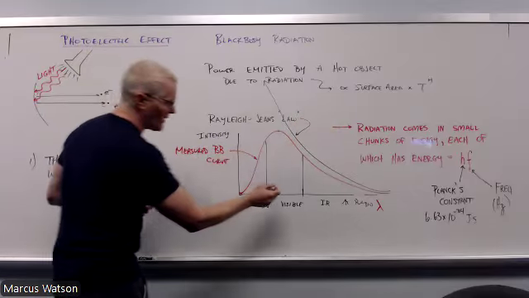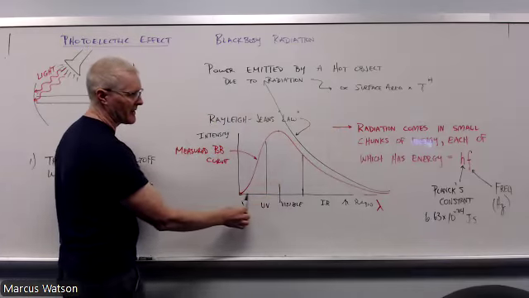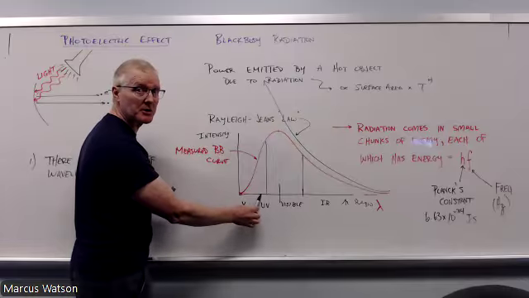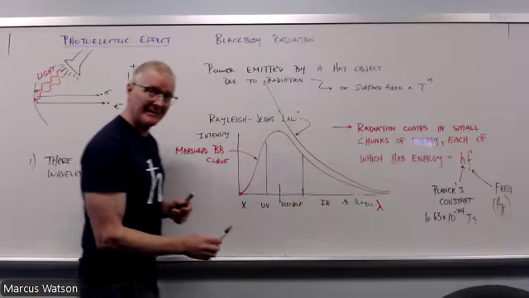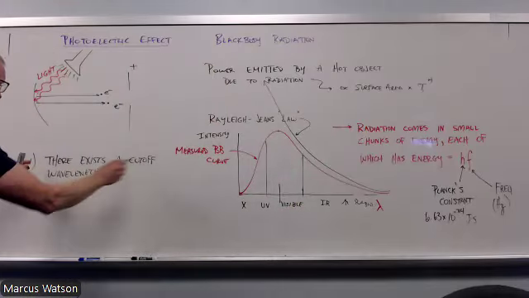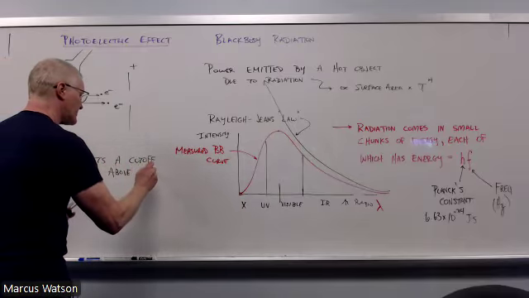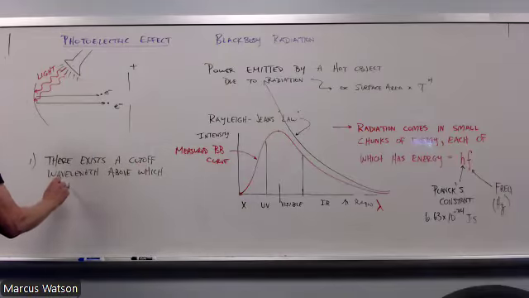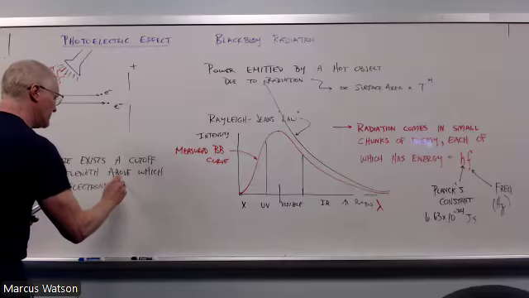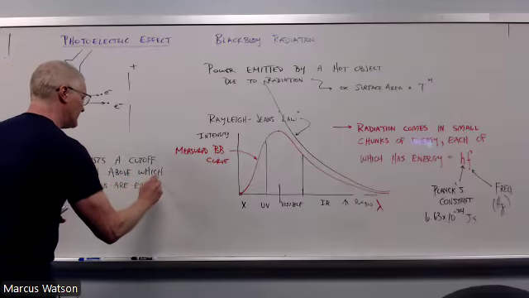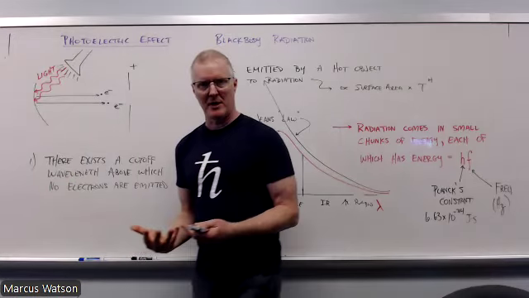Okay, so that's like saying, I've got a cutoff right here, and any light with a wavelength under this will eject electrons and make a current, but any light with a wavelength above that will not, which is kind of weird. There exists a cutoff wavelength above which no current is emitted. Or you might say no electrons are ejected. I'll combine those two and just say no electrons are emitted. How about that? This is not explainable by the wave model, right?